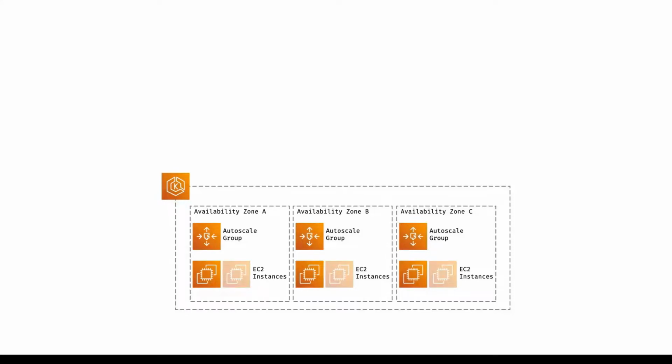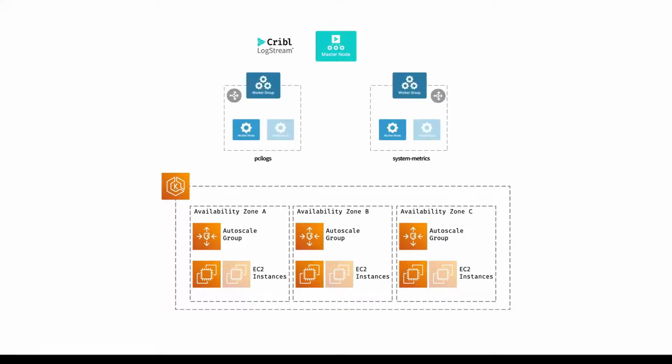Now, on this EKS cluster, we're going to deploy a Cribl Logstream master node. We're also going to deploy 2 different worker groups, one for PCI logs and one for system metrics.